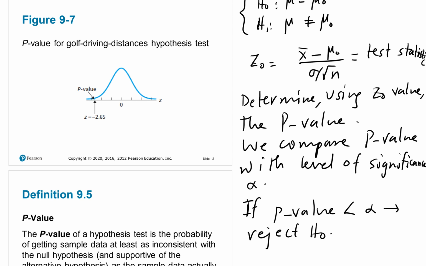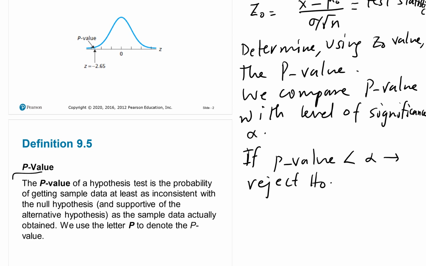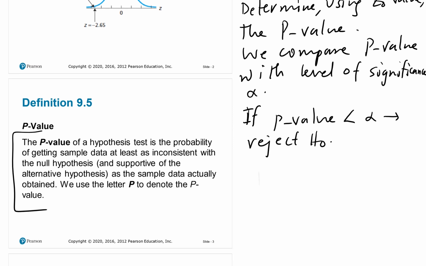Very quick. We find z sub 0, the statistic, using this formula: x bar minus mu 0 over the standard deviation of the population divided by the square root of n. N is the sample size. Most of this will be given to us. We determine, using z sub 0, the p-value from table 2 for the z values. And then we compare the p-value with the alpha that is given and see if the p-value is less, we reject. If not, we don't reject the null hypothesis. And this is what the p-value is. You can read through it.